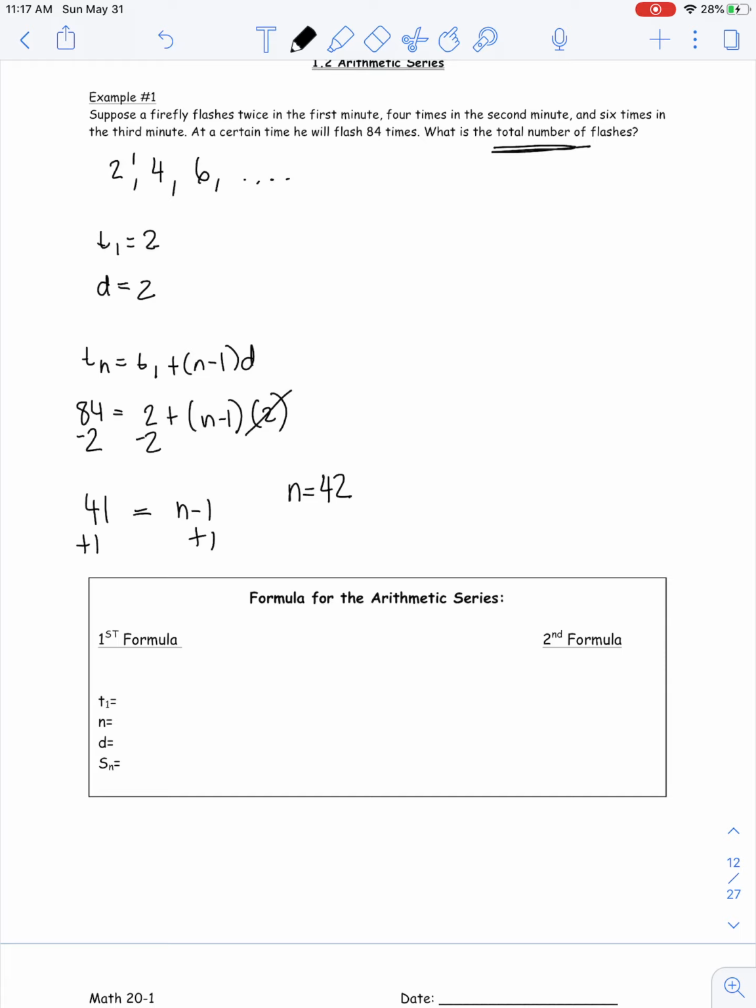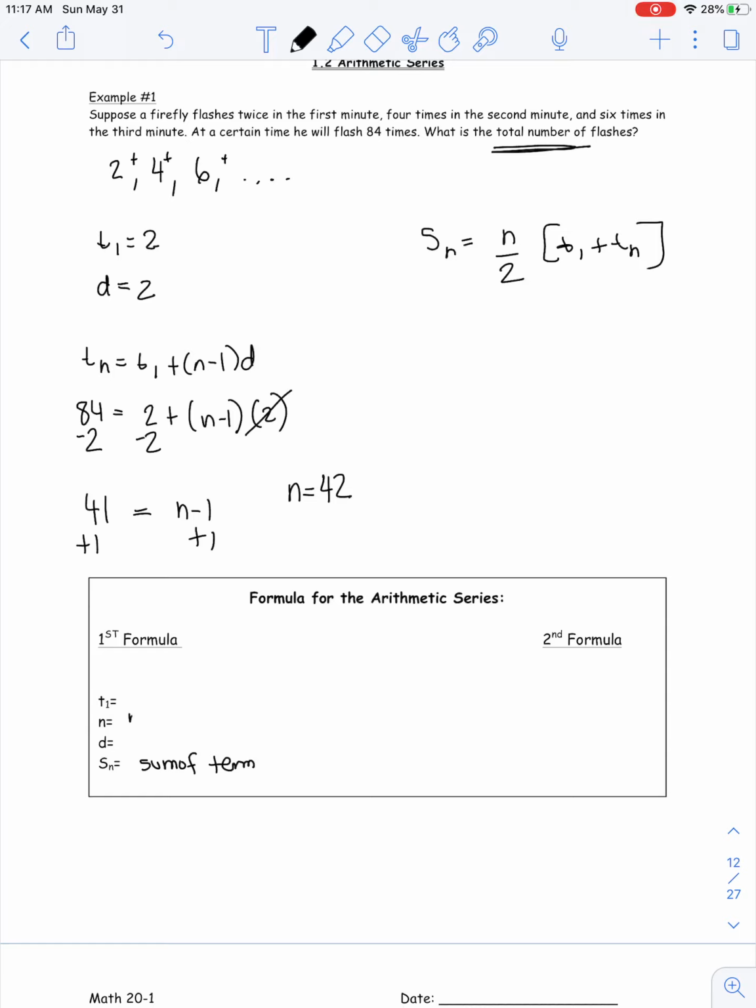Now we're going to do something different, something new, where they want us to know the total number of flashes. Well, what you'd want to do is now add between all these terms until you get up to the 42nd term. That's a lot of work. So there's an equation that we will use instead. We will use this equation, Sn equals n over 2 times t1 plus tn. Sn represents the sum of your terms.